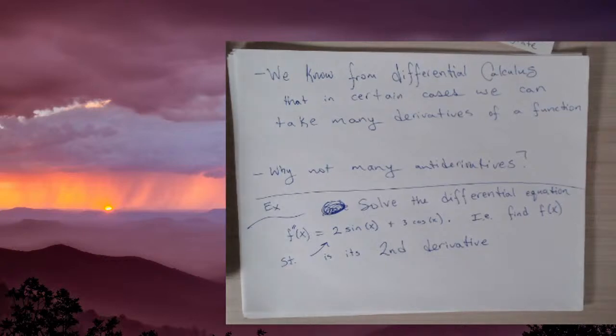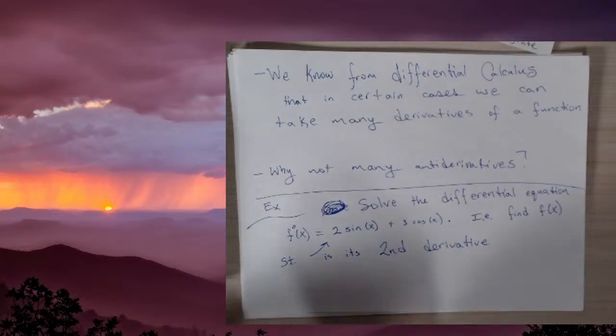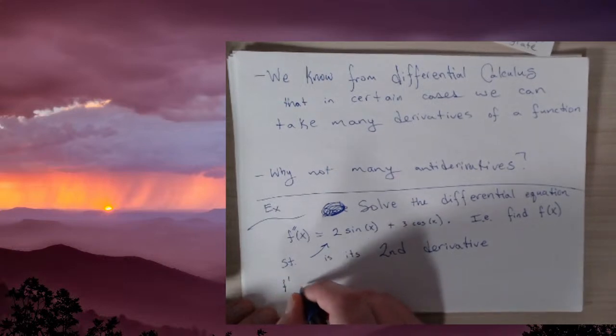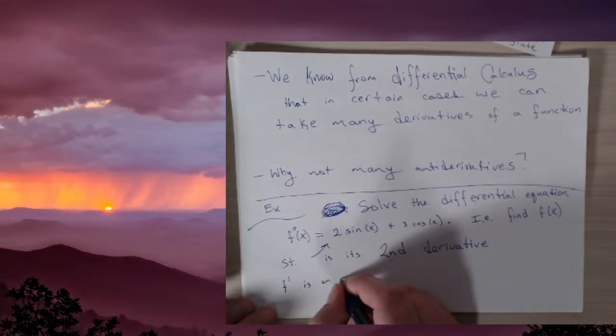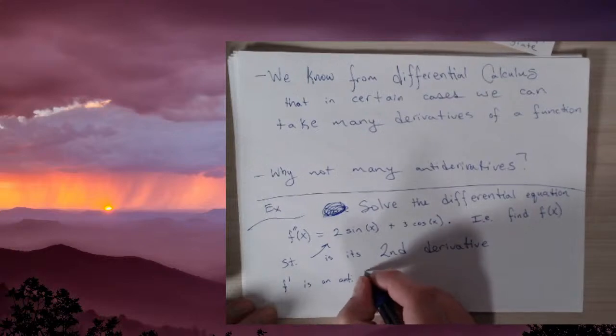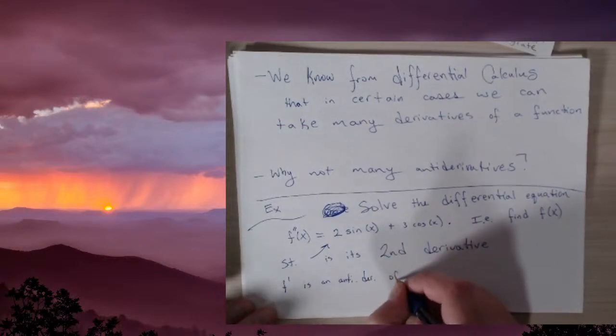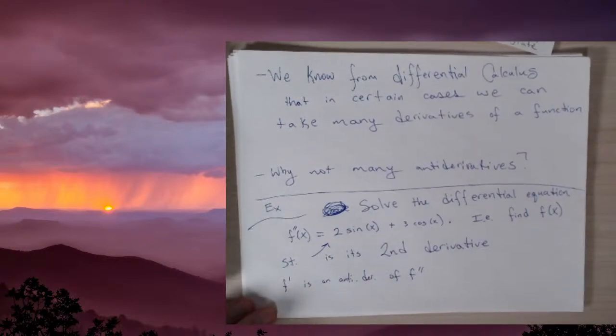Well, whatever. So let's think about it. This is a little more interesting, right? We've got to be a little careful here. So let's just take one antiderivative and see what happens. So f prime is an antiderivative of f double prime. Yeah?